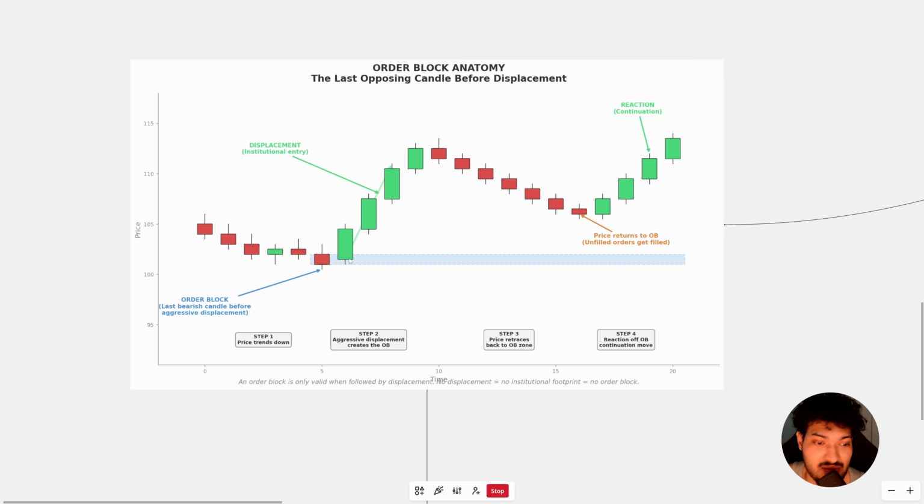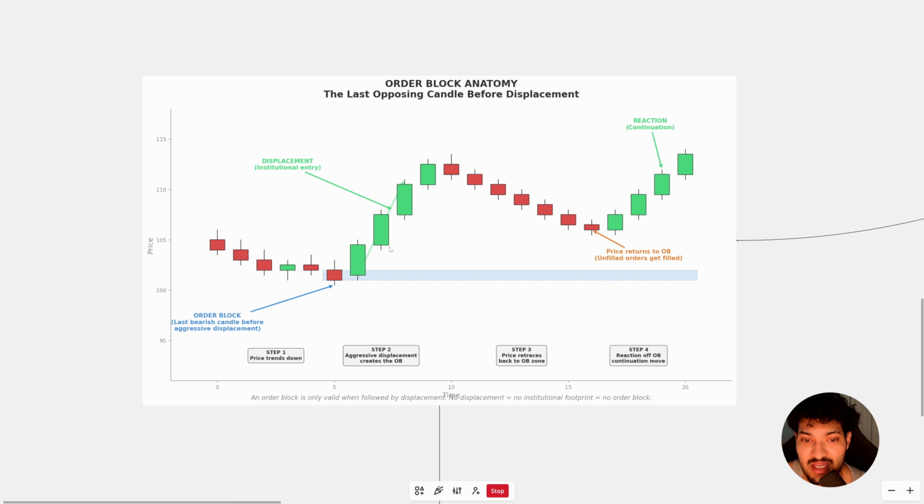There's a reason we're only marking out the bullish one. But the reason why this is so important is because an order block is only going to be valid when it's followed by a displacement. Same thing with a fair value gap. We'll get into that because we're covering order blocks right now. If there's no displacement, which means there's aggression, there's volume behind the candle, that means there is no institutional imbalance or no institutional footprint, which means there's no order block or fair value gap.